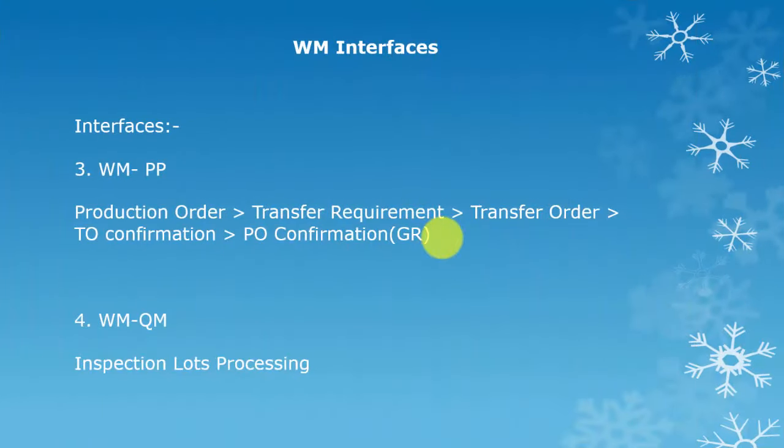The third one is the WM integration with production planning. In production planning, we have the production order first, then we create a transfer requirement, then the transfer order, then the transfer order is confirmed, and only then is the GR confirmed against the production order. The fourth one is WM linked with quality management. This integration is linked with complete inspection lot processing. Whenever you receive goods and the material is subject to quality inspection, the inspection lot is generated. At that time, WM is linked with quality management.